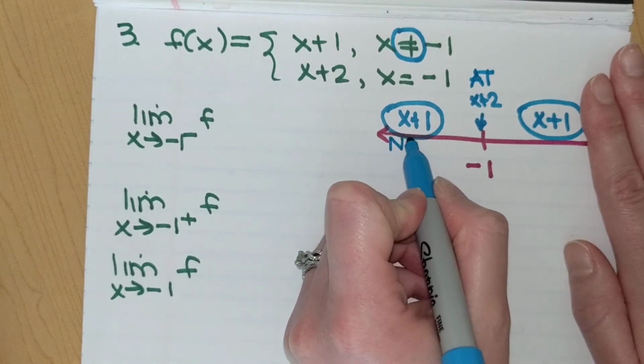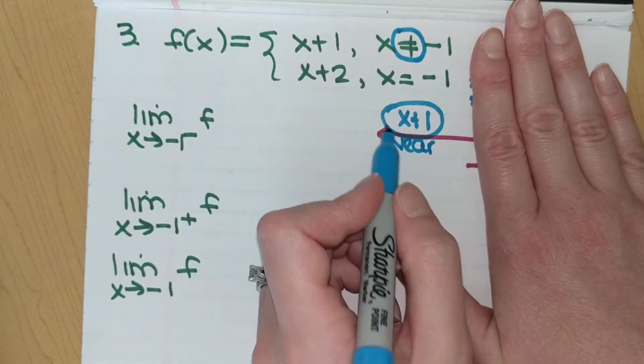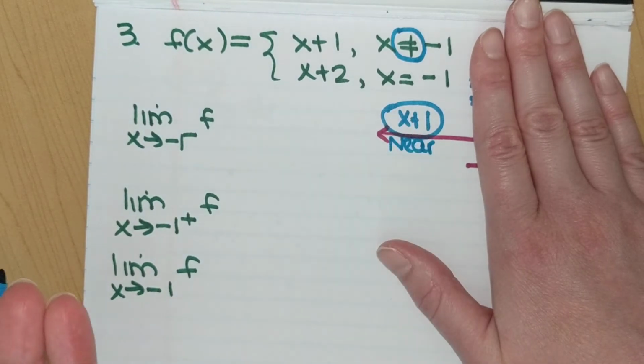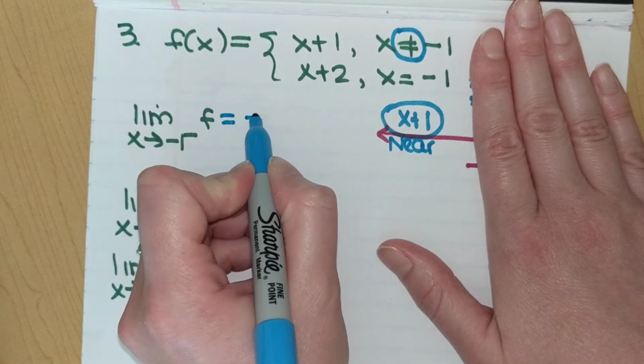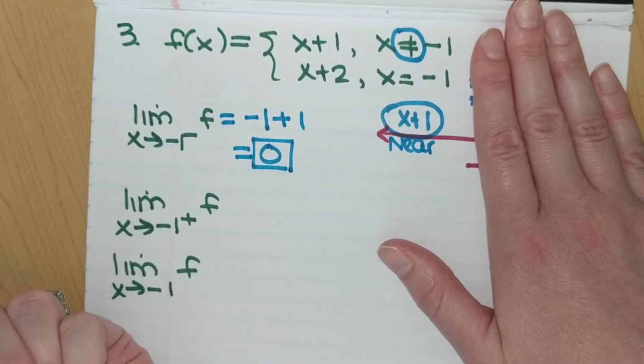And remember, with limits, we're interested in near. So near -1, we're defined as x plus 1. That's the function that we'll plug into. So you'll have -1 plus 1, and that will give you 0 as your limit.